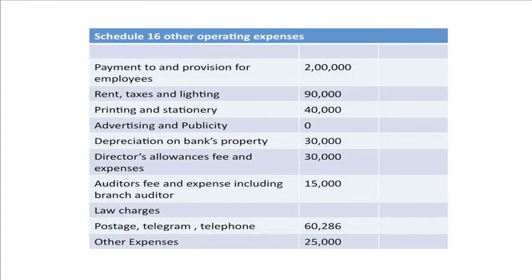Under schedule number 16, other operating expense details will be given. First will be payment to and provision for employees, it is given as 2 lakhs, rents, taxes and lighting 90,000, printing and stationery 40,000, depreciation on bank's property 30,000, directors' fees, allowances and other expenses 30,000, auditors' fees and expenses including branch auditor 15,000. There are no law charges, so we will keep it as such. Postage, telegram and telephone 60,000, and the other expenses of 25,000 is reflecting preliminary expenses. The company is declaring a dividend of 10% on 10 lakh of the share capital. So, it is a provision that we need to write off all the intangible assets and expenses which are reflected as preliminary expenses, setup expenses before providing the dividend. So, 25,000 will be written off fully in the schedule of operating expenses.